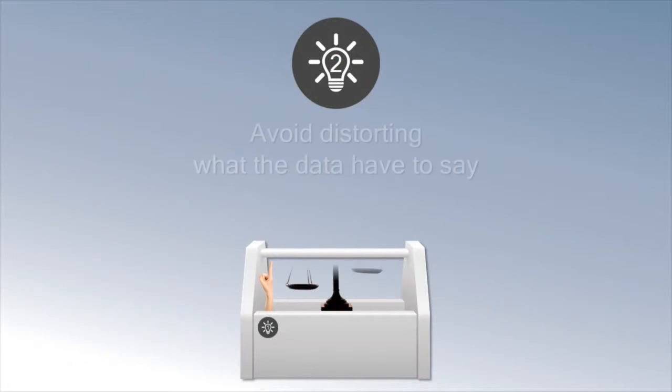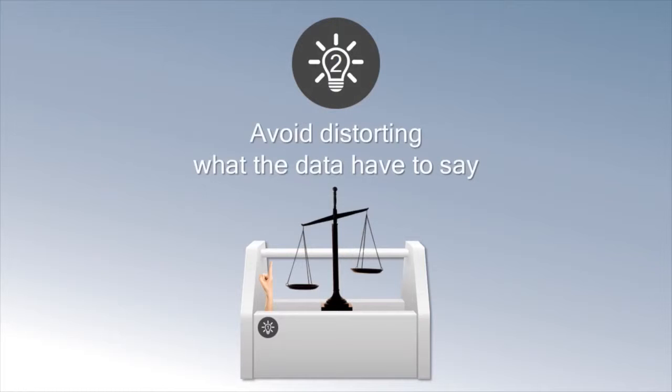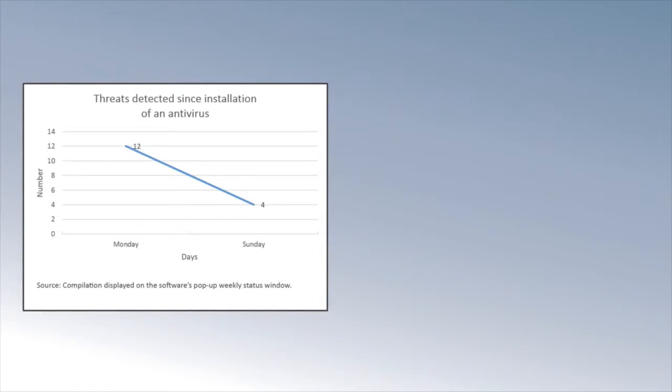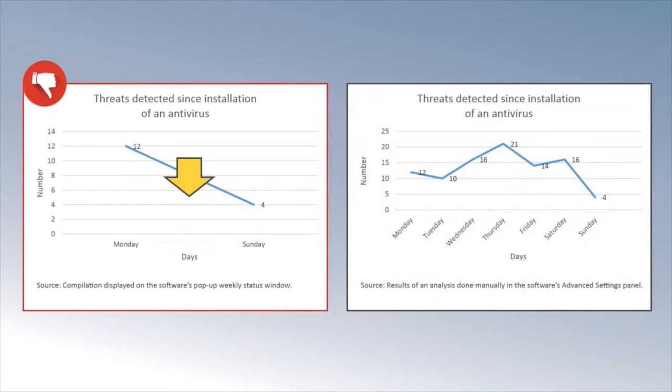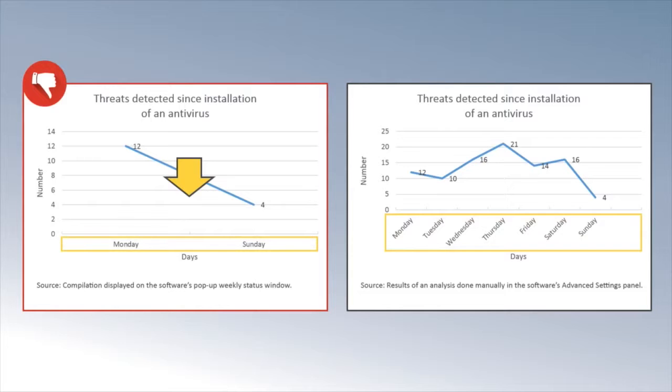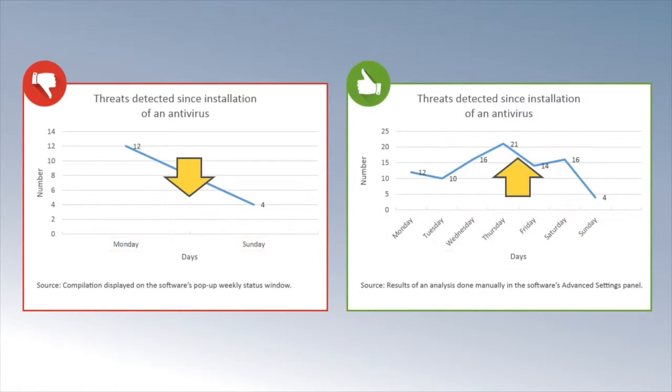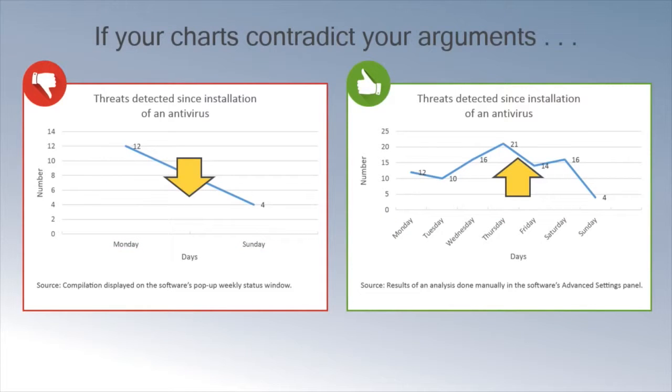Tip number 2. Avoid distorting what the data have to say. The following visual display tells you that since the installation of an antivirus on your computer last week, the number of threats has fallen dramatically. But that is not what the actual data have to say. This is a distortion of scale, since the same display detailed this time on a daily rather than a weekly basis shows an increase in the total number of threats. Be honest. If your charts contradict your arguments, don't change your charts, change your arguments.